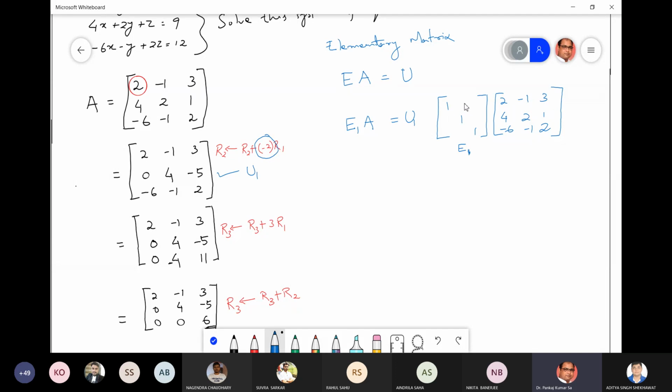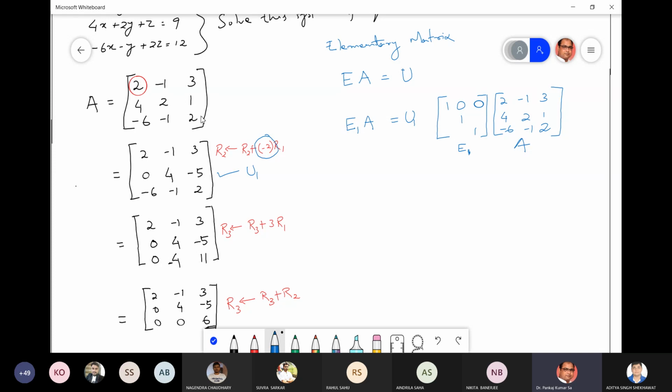So this is possible only when this element is 0, this element is 0. So 1, 0, 0, when multiplied with the first column of matrix A, gives you the first element, 2. 1, 0, 0 multiplied with the second column gives you minus 1. 1, 0, 0 multiplied with the third column gives you 3. So placing 1, 0, 0 in E1 doesn't affect the first row.